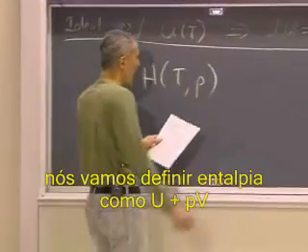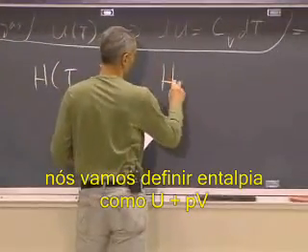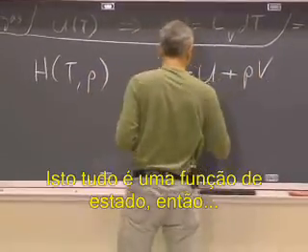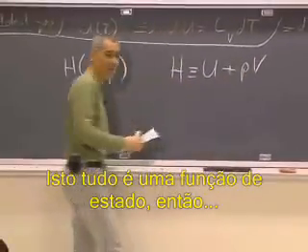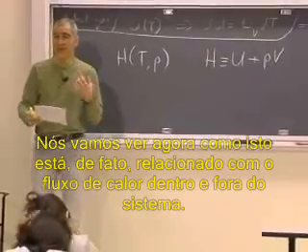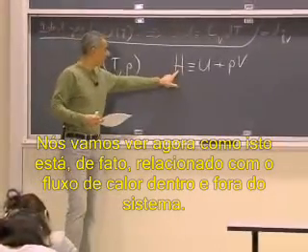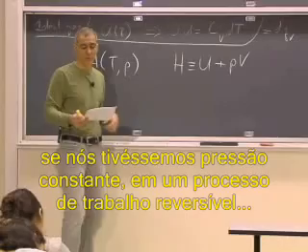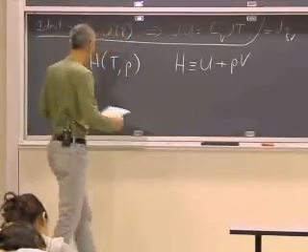Okay, so we're going to define enthalpy as U plus PV. These are all functions of state, so H is a function of state. And we're going to see now how this is indeed related to the heat flow in and out of a system if you have a constant pressure, reversible work process.